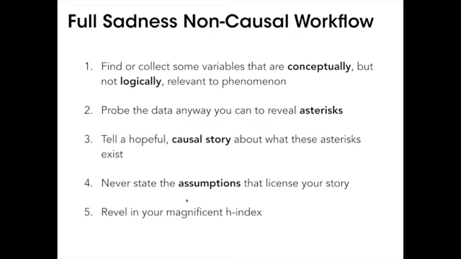In step 2, you probe the data any way you can. Anything goes, because if you can get an asterisk, then you can get it published. In step 3, you tell some hopeful and actually typically causal story about what the asterisks, the significant values, mean. But this is the first time causal storytelling appears in this. It should have appeared much earlier and justified the analysis in the first place. This is an analysis that is then interpreted as causal, rather than a causal procedure that permits us to interpret statistical results. And then fourth, of course, very important, you should never state the assumptions that license your story. Because if you do, this opens you up to peer criticism. Yeah. Very bad. Number 5, you get to revel in your really, truly magnificent H-index because nothing else matters.